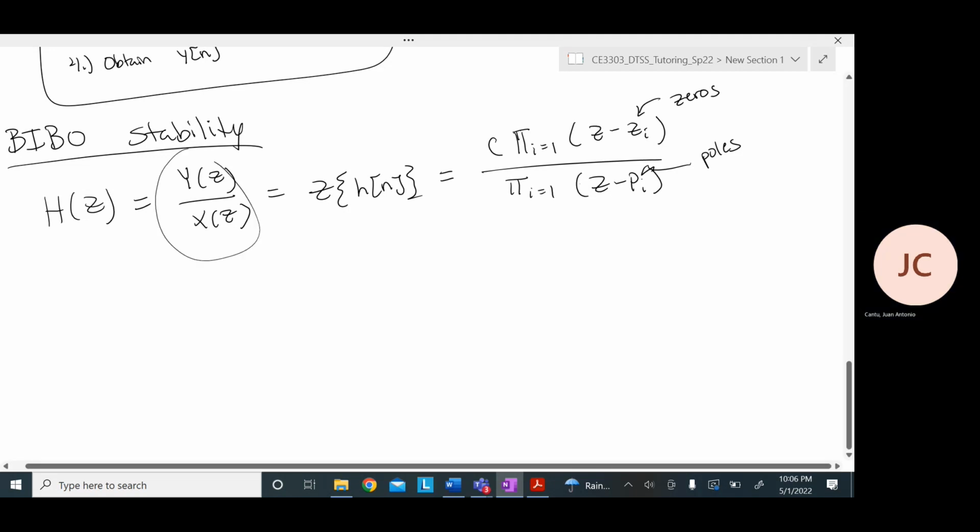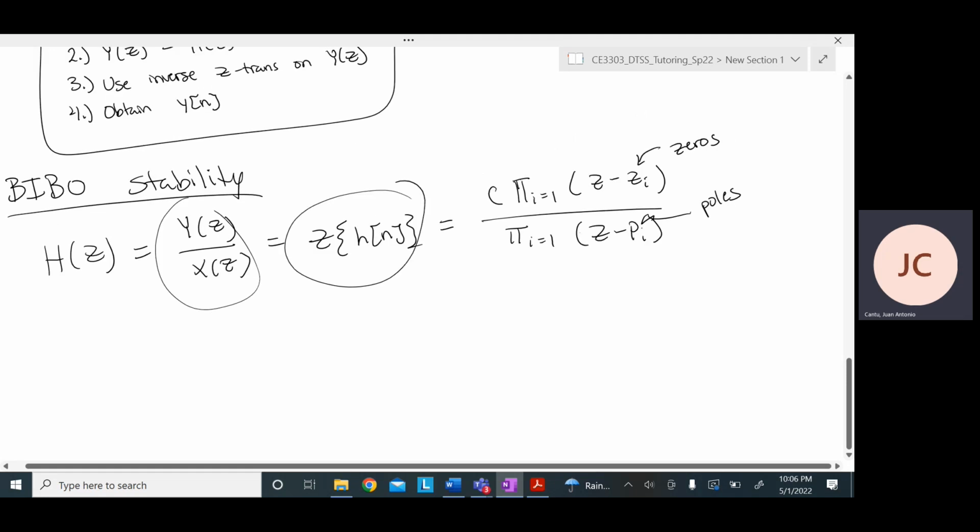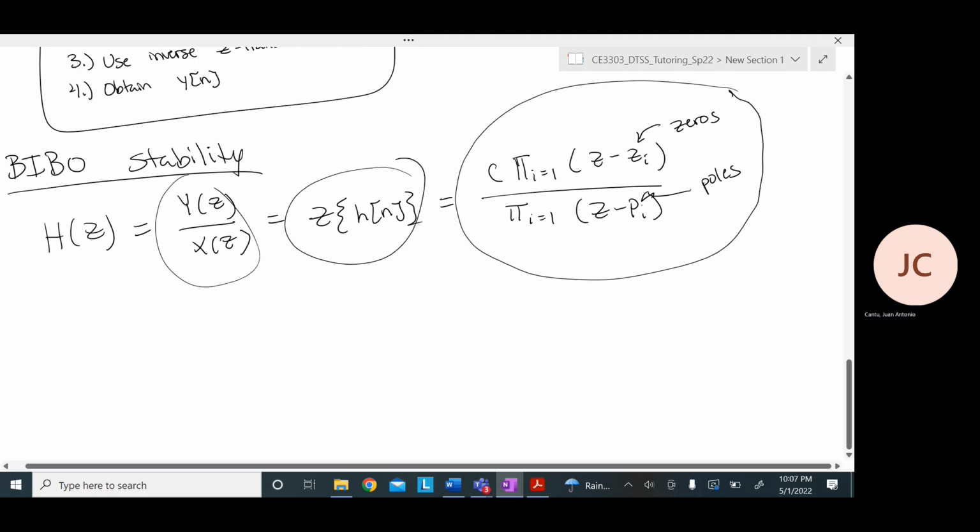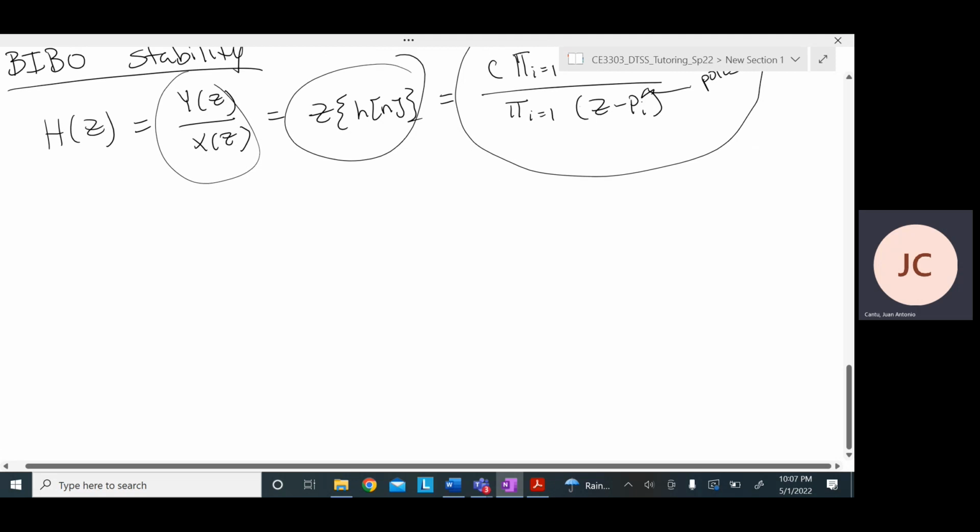It tells us the ratio of the output over the input. From the transfer function, we can figure out the impulse response, which is very important to systems. And lastly, we can represent the transfer function as a product of z minus zeros divided by a product of z minus poles. The reason this is so important is poles tell us if the system is stable or not. What I mean by stable is, if we put an input into the system, is the system going to converge to a number or diverge to infinity?